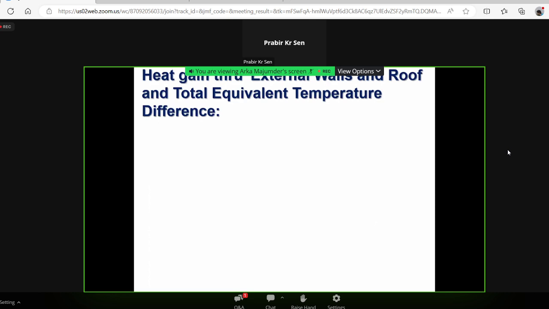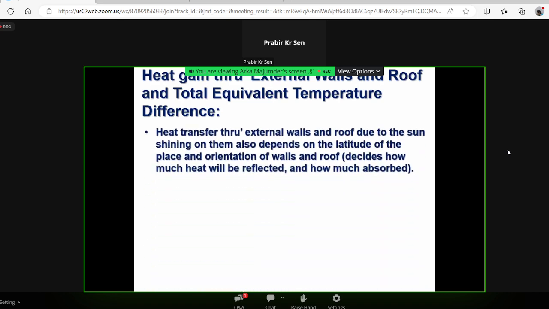So we will be replacing delta T. Instead of temperature difference, we'll be using a term called total equivalent temperature difference to take care of all these phenomena. And all these phenomena will vary depending upon the building material construction. So if you are using heavy wall, which will take longer time to get heated up and longer time to get cooled down, that will have a different kind of phenomena.